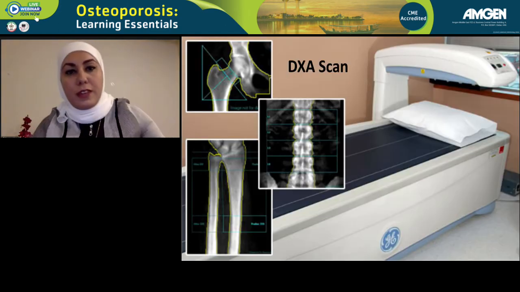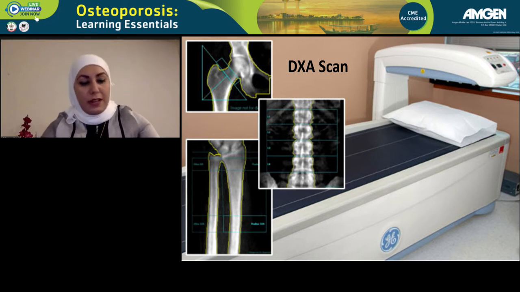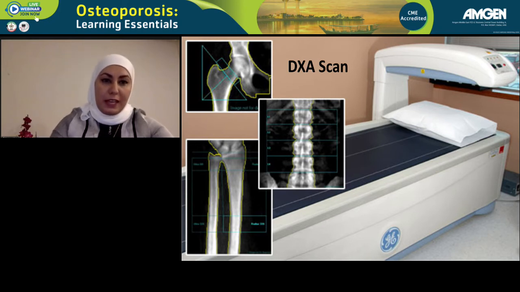Now we move to the third step, which is the DXA scan. DXA stands for Dual Energy X-ray Absorptiometry. It is the gold standard for BMD measurement. We measure the hip, the spine, and the forearm.